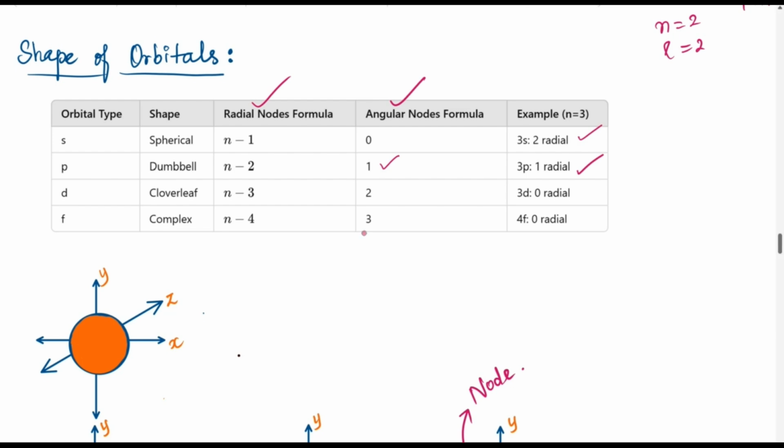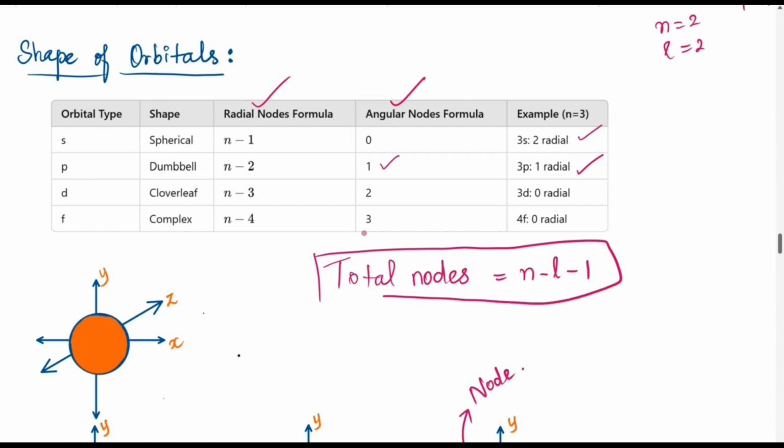If they are asking for the total number of nodes, okay, total nodes, radial plus angular, you can remember a simple formula, n minus L minus 1. So the L comes for the angular node. Okay, so if you are omitting the L part, then you will get radial node. Angular node, you can write simply the L value.